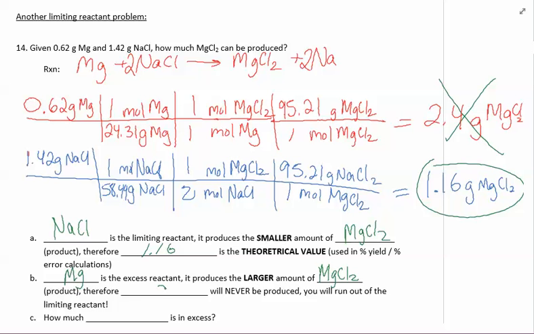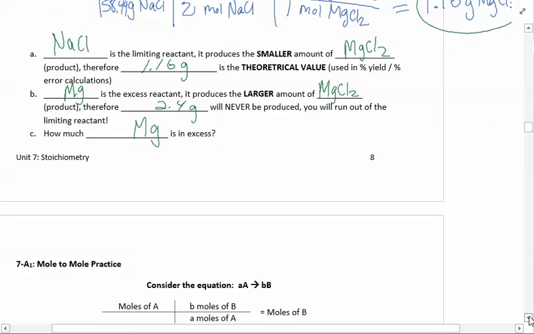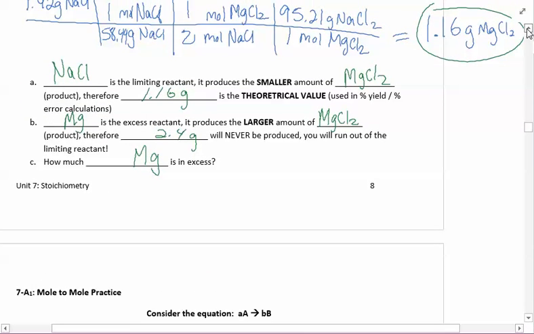Therefore, 2.4 grams of MgCl2 will never be produced. I guess I should have grams there. Because you're going to run out of your limiting reactant. So then we need to figure out how much Mg is left over. So we'll have to do one more stoich problem. So I would take the 1.16 grams of MgCl2. And we're going to kind of go backwards to figure out how much magnesium is left over.